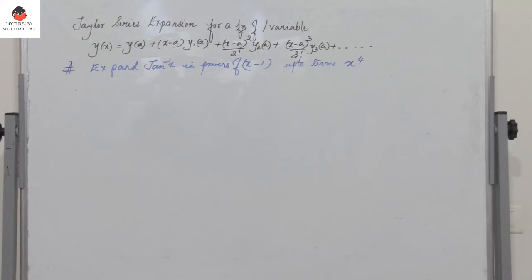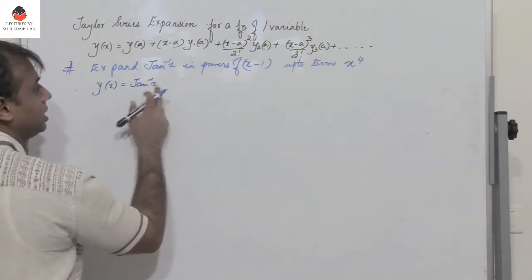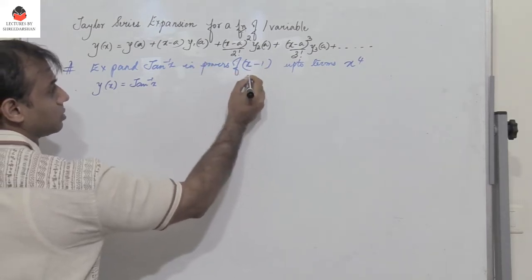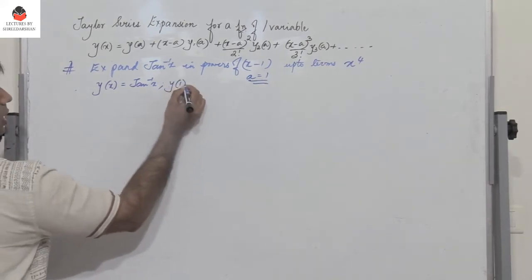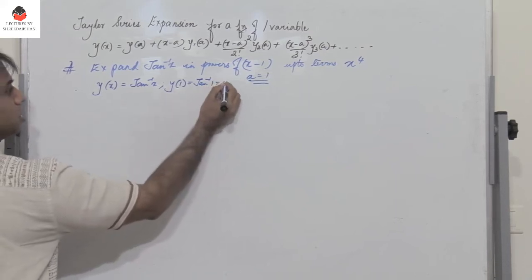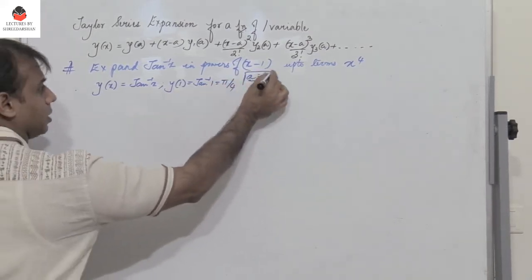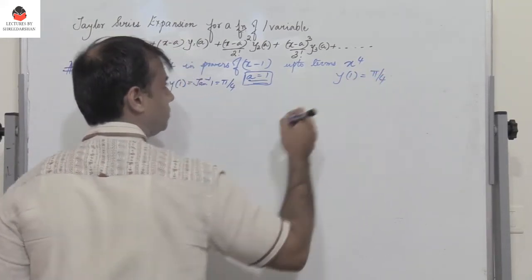The next problem, expand tan inverse x in powers of x minus 1 up to terms x power 4. So we have to extend up to x minus a whole power 4 divided by 4 factorial y4 of a, right? So observe that we have to find the value for a equal to 1. So a is equal to 1 here. So similarly, what is y of 1, which is tan inverse 1, which is pi by 4, right? So we have y of 1 equals pi by 4.